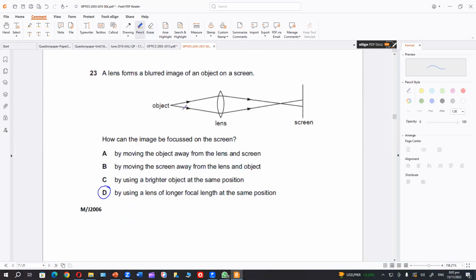By using a lens of longer focal length at the same position. Remember, when the rays meet at a point, that point is called the focus. So presently, the rays are not meeting on the screen. Other options do not fit. Otherwise, I could have moved the screen. But if I get the chance of moving the screen towards the focus, I will get a sharp image.